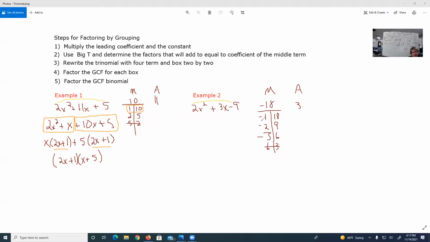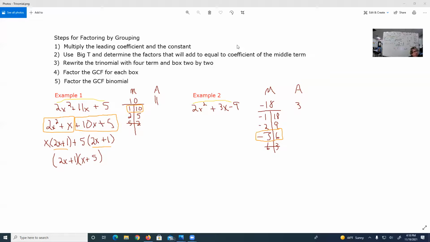Now we're trying to figure out which of these add to give me this 3. So we're seeing this negative 3 and a 6 come together to give me this 3. So we're now done with step 2. We found our numbers that make the middle term.